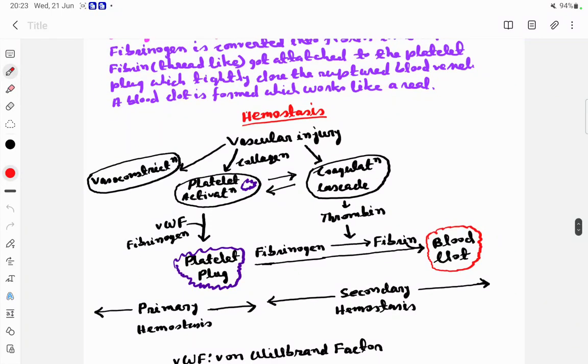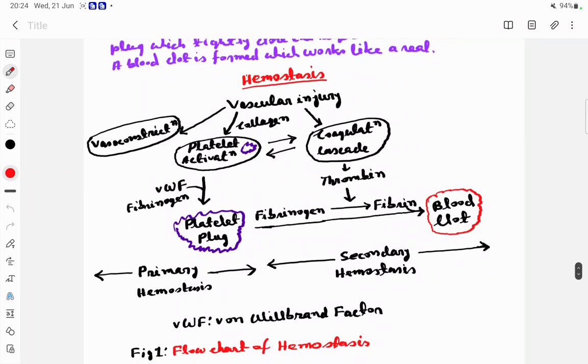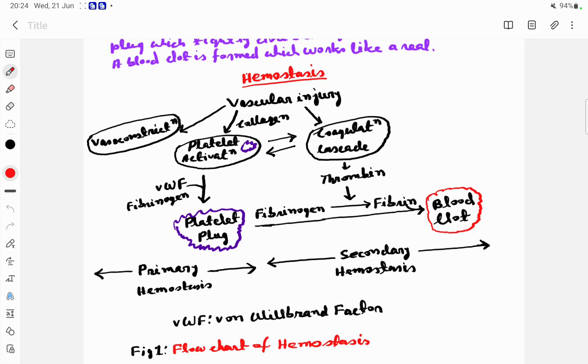So this is the flow chart of hemostasis. After there is vascular injury, there occurs vasoconstriction, then the platelets get attached to the collagen, which leads to platelet activation. Then in the presence of von Willebrand factor, there is formation of platelet plaque, and in the coagulation cascade there is conversion of fibrinogen in the presence of thrombin, and ultimately a blood clot is formed.